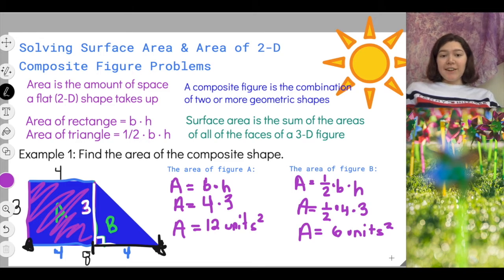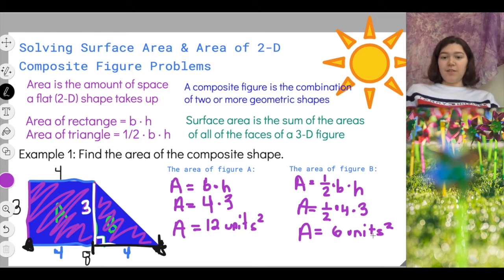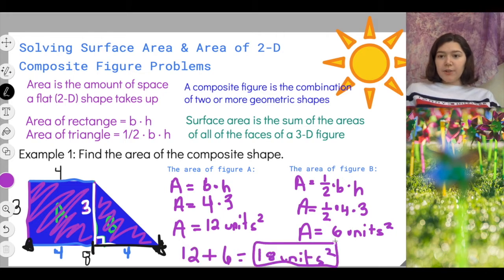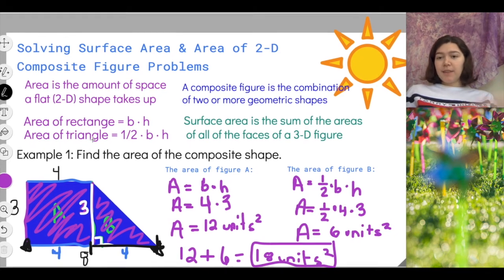So then we want to find the area of our composite shape, which again, I said is what we get when we add the area of figure A plus the area of figure B. So we're going to add 12 units squared plus 6 units squared. What is that going to give us? 18 units squared. Perfect. So our final area is 18 units squared. Again, how you're going to go about finding the area of composite shapes is we're going to split up our big composite shape into the individual shapes that make it up, and then use our rectangle and triangle equations to figure out the area of those pieces, and then add them all up.